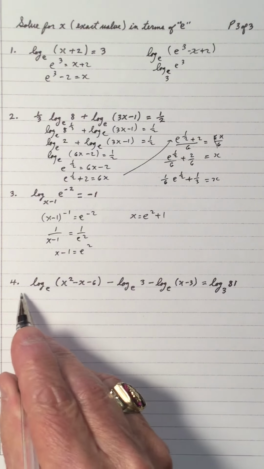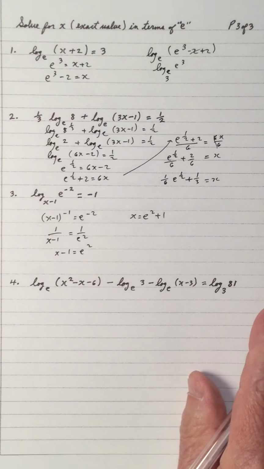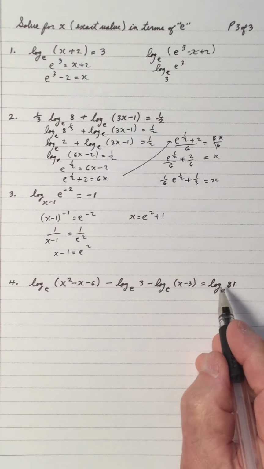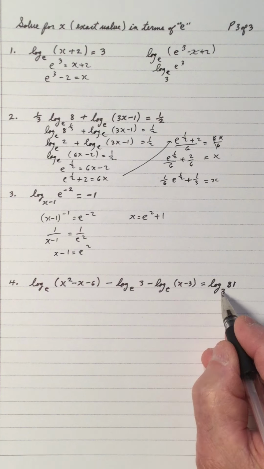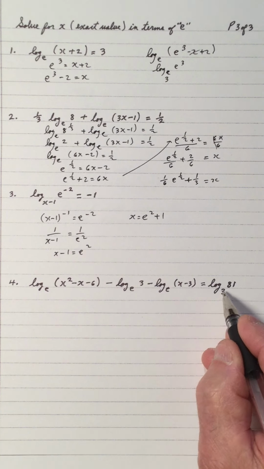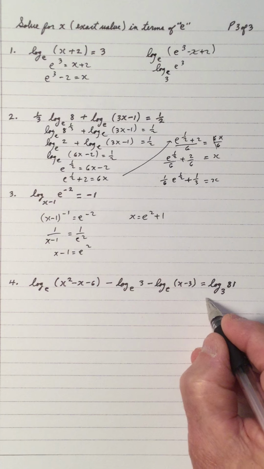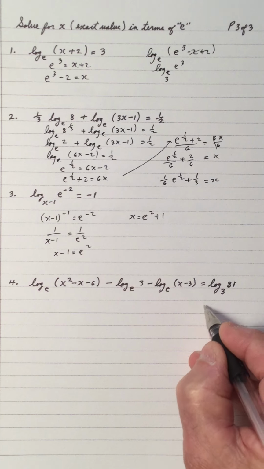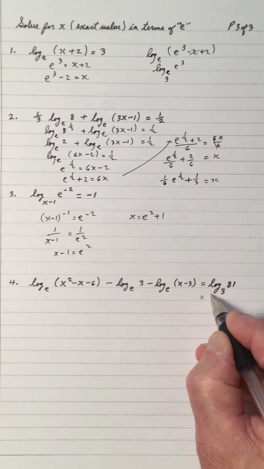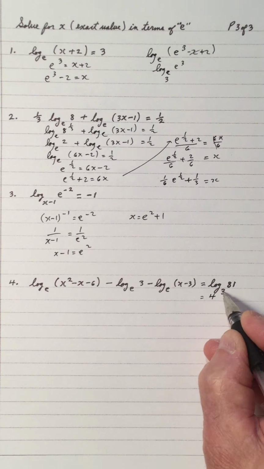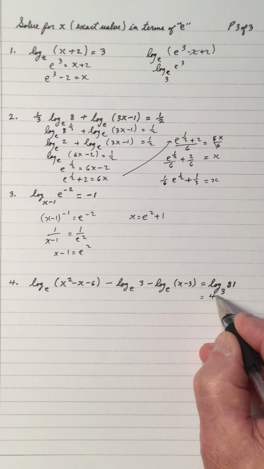And we have another one to do, the final one. This one is a little bit longer. I have a log on each side. There's the base e, base e, base e, but this is not a base e. But I notice that I have the log of 81 base 3, that's a 4. 3 to the 4th power is 81.